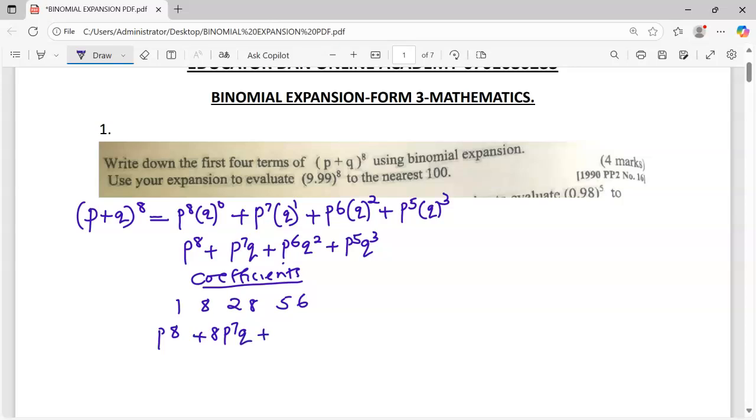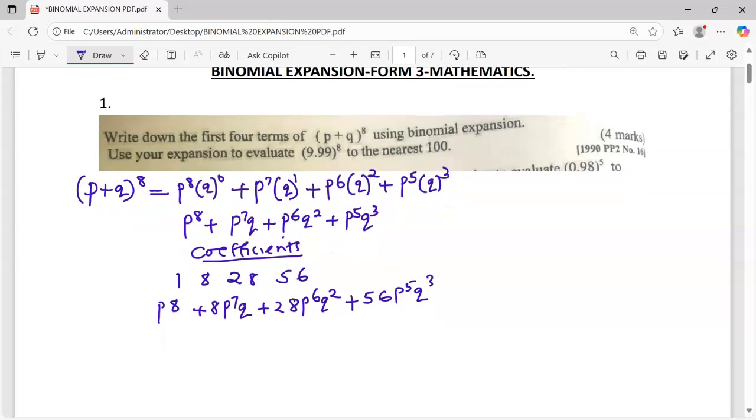Next you add 28 times p^6 q^2, and lastly we have 56 p^5 q^3, and at this point the expansion is complete.